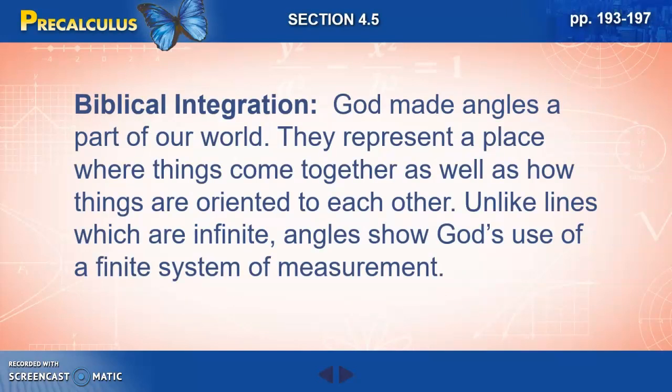Our biblical integration for this unit continues to be that God made angles a part of our world. They represent a place where things come together, as well as how things are oriented to each other. Unlike lines, which are infinite, angles show God's use of a finite system of measurement. And the special type of angle that we're really concerned about in this particular lesson is the right angle. And we have seen that right triangles and Pythagorean theorem are useful in ways that maybe we never realized when we first learned about those things. They can really help us to analyze the distance of things, the movement of things. We can use triangles for a lot of different things that we probably never even realized. So we are going to be looking at some right angles today.